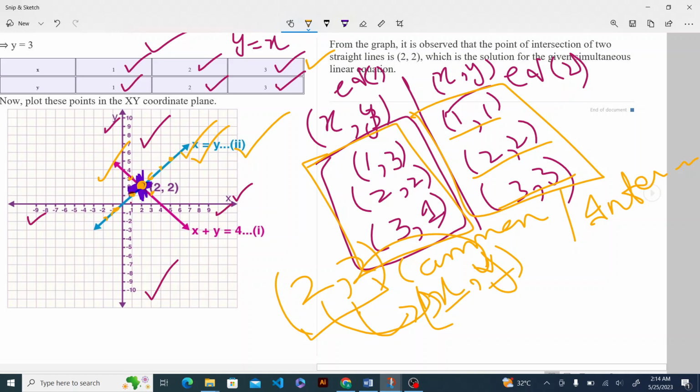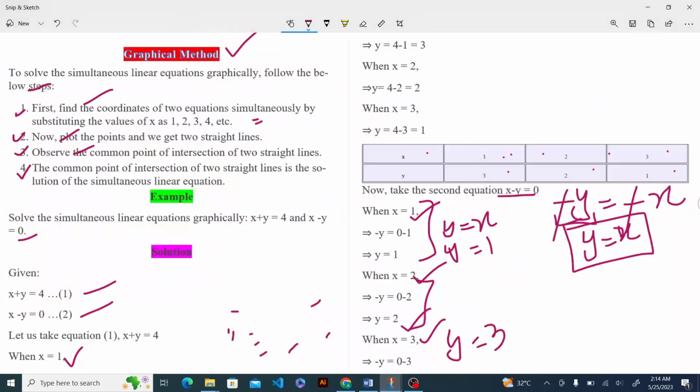So I hope you have got my point and you have understood what I said in the whole lecture. But if you still have any query or confusion, you can tell me in the comment section. I will definitely help you resolve that.